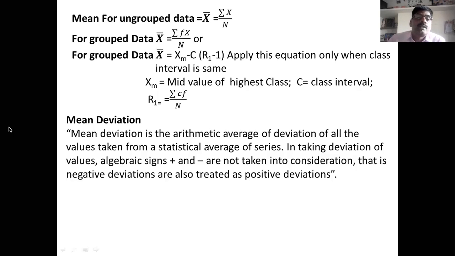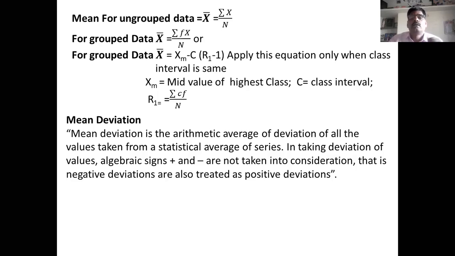Sign is not used for calculating the difference. You remember this. So mean deviation is the arithmetic average of deviations of all the values taken from the statistical average of the series. In taking the deviation, the algebraic signs plus or minus are not taken into consideration. Negative deviations are also treated as positive deviations. Simply remember, the difference may be positive or negative, but you don't give a sign for the deviations.